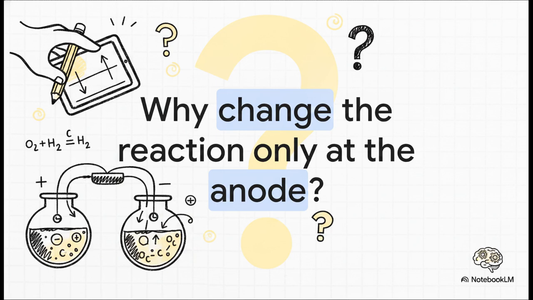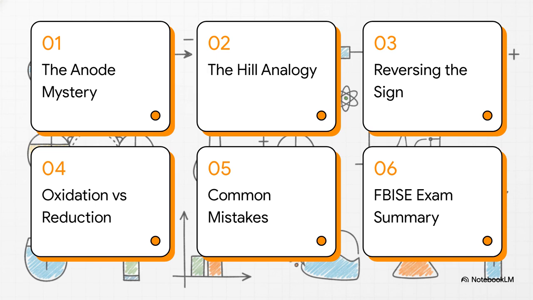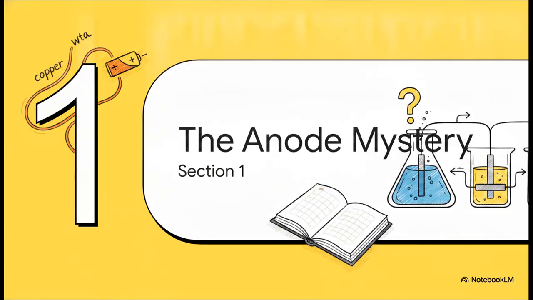It honestly feels like one of those random rules chemistry teachers invented just to make board exams harder, right? But I promise you, there's a really beautiful, solid logic behind the whole thing. In this explainer, we'll break it down: the anode mystery, the hill analogy, reversing the sign, oxidation versus reduction, avoiding common mistakes, and then wrapping it up with a final FBISE exam summary. Let's kick things off with Section 1, the anode mystery.